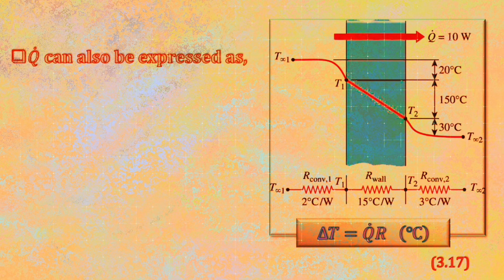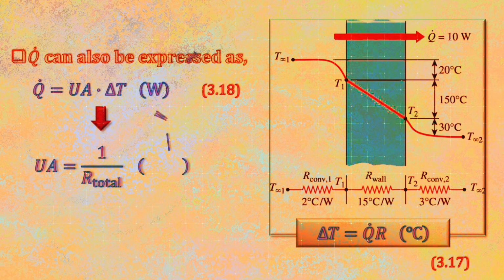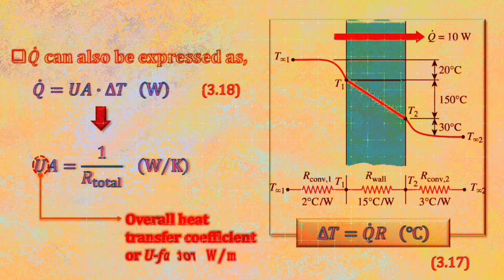It is sometimes convenient to express heat transfer through a medium analogously to Newton's law of cooling, as shown in equation 318. Capital U is the overall heat transfer coefficient with the unit watt per square meter Kelvin. A comparison of equations 315 and 318 reveals that the product of overall heat transfer coefficient U and surface area A is inversely proportional to the total thermal resistance as described in equation 319.